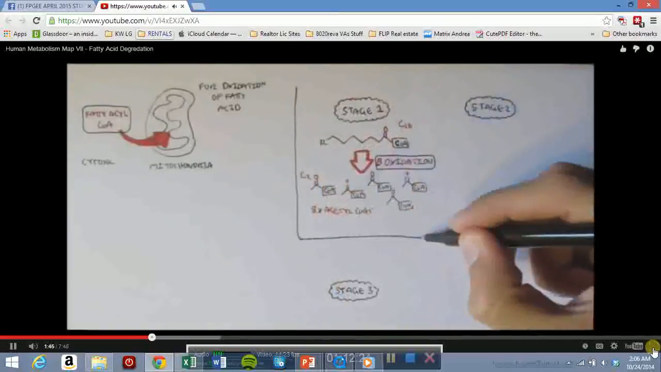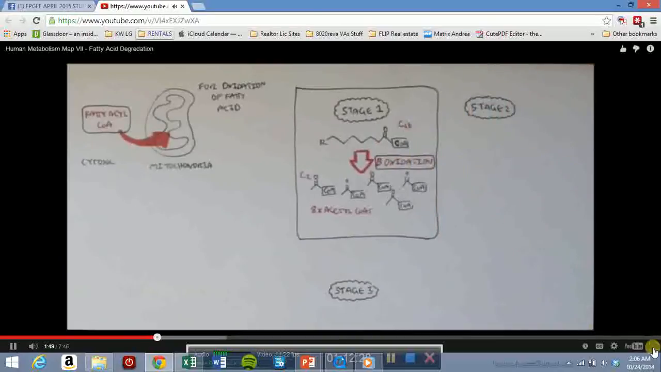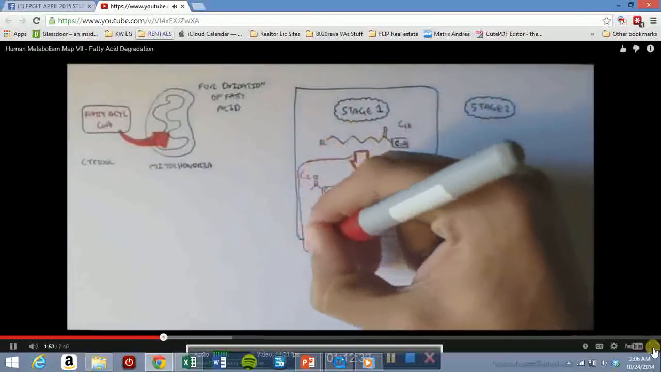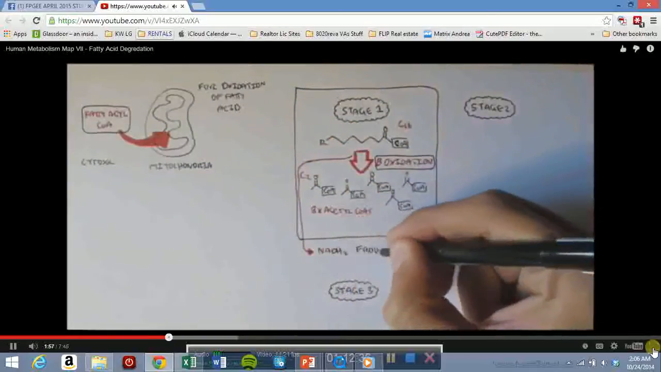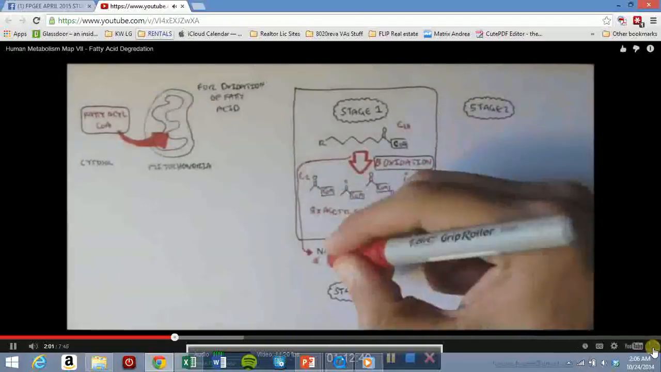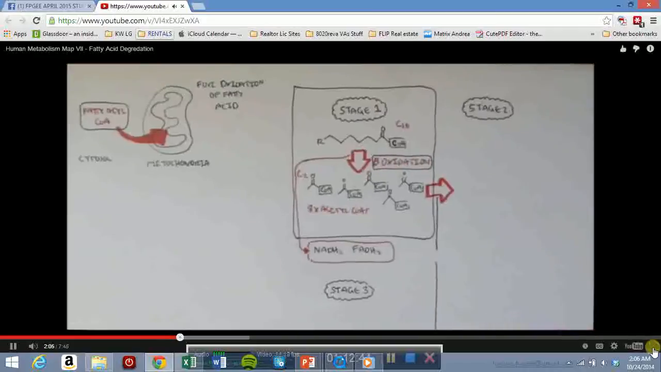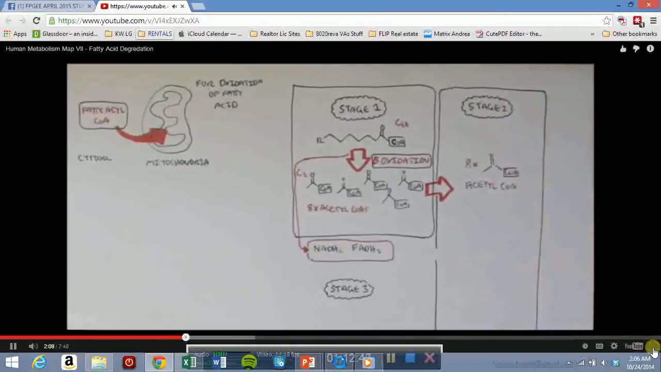Now during the beta oxidation process, electron carriers will be produced, such as NADH and FADH2. Let's leave it there for a second. Now let's go back to the 8 acetyl-CoAs. The 8 acetyl-CoAs can then go on to the next stage, stage 2, by entering the Krebs cycle.